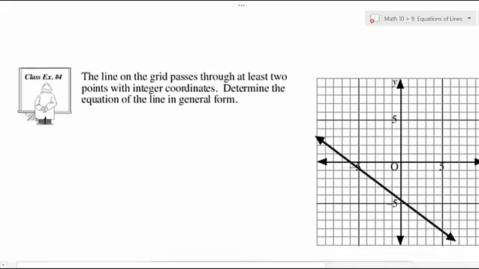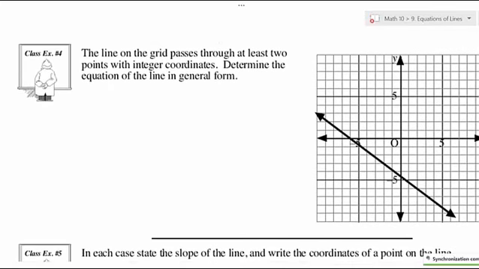Okay, now we've got class exercise number 4. You've got this line on a grid, and it passes through at least 2 points with integer coordinates. Basically what they're saying is that a lot of places like this, hey, these aren't integer coordinates. They're not passing on any kind of proper line. So determine the equation of the line in general form. So what you need to do is you need to see where these points are. Well, I'm going to help you out with that.